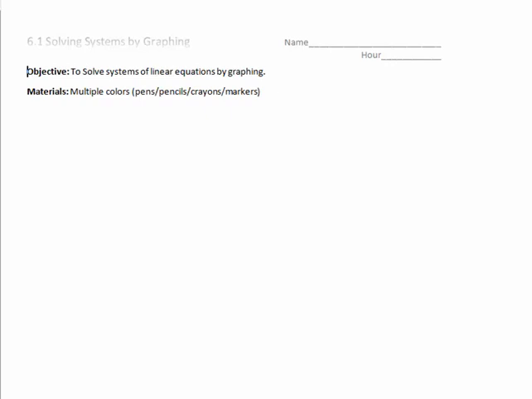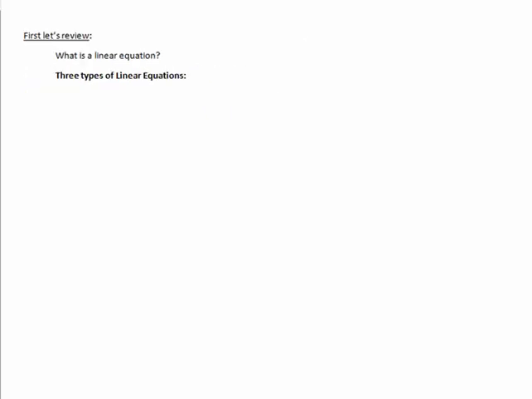Materials you need: I would probably have multiple colors. They can be pens or pencils or crayons or markers. You don't even need a whole box of 64, but if you have 3 or 4 different colors, that'll help out a lot. All right, let's get started. First off, let's review.